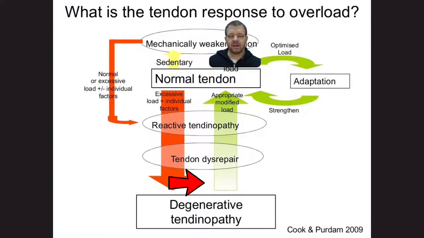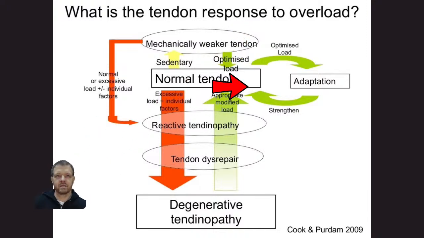And then I love this diagram. It's brilliant. This kind of explains everything. This is by Jill Cook and Craig Purdom back in 2009, so it's been around for a while. I'll quickly explain this because of the time. We've got normal tendon here. This is where we want to be. We optimize the load, it adapts, and we get stronger. Then we've got normal tendon still. We optimize the load, it adapts, we get stronger. So we want to stay in this loop. This is where we want to be.